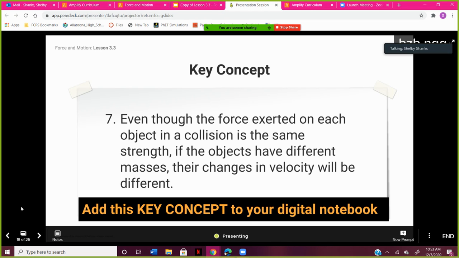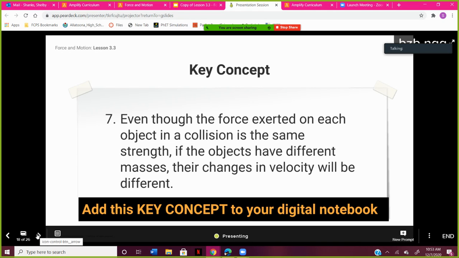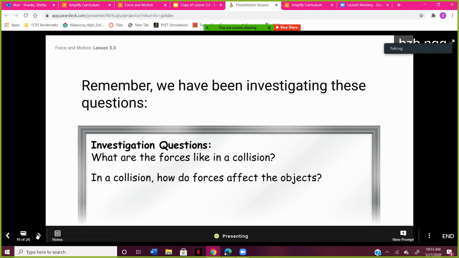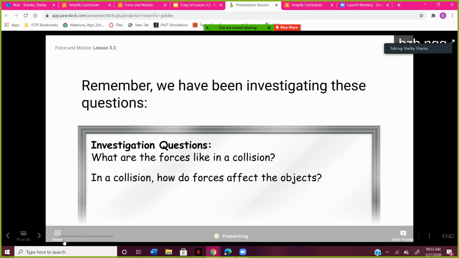All right, just a few more slides and I'm going to let you guys go. So remember, we are investigating this question. So what are these two questions? What are the forces like in a collision? And then in a collision, how do forces affect the objects?